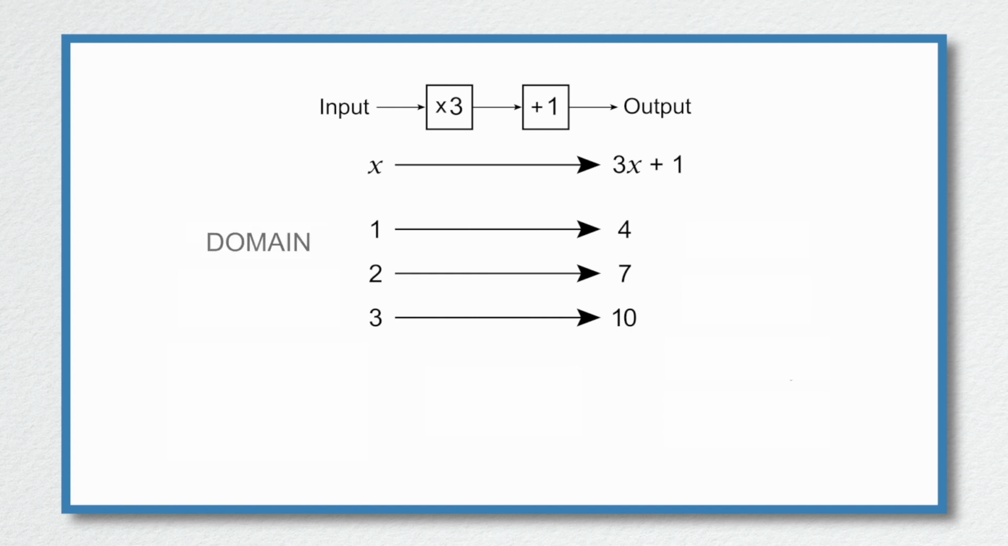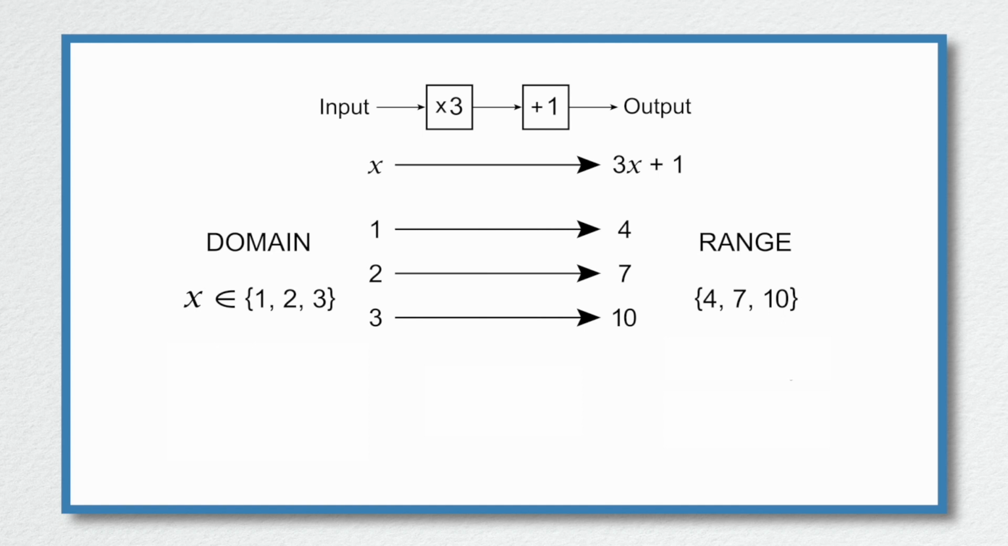The input is called the domain. So in this example, this is the set of values that make up the domain, which can be written like so. The output is called the range, and this is the set of values that make up the range.